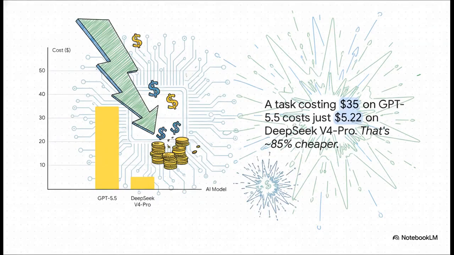Okay, let's dive right in because the first thing you have to see is the price. I mean, just look at this. A task that might cost you, say, $35 on a competitor's model is just over $5 with DeepSeek V4 Pro. That is a mind-blowing 85% cheaper. We're not talking about a little discount here. This is a full-on market disruption.